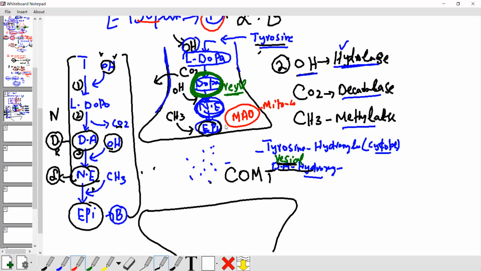You can imagine how many drugs we can use here: drugs that block MAO, drugs that block COMT, drugs that block decarboxylase, drugs that block hydroxylase. Clear? Too many steps there. So 50% of CNS pharmacology comes from this. Okay, it's very, very important.